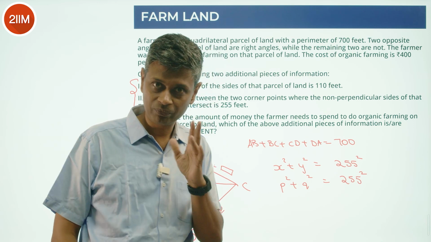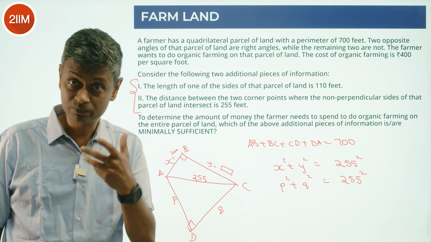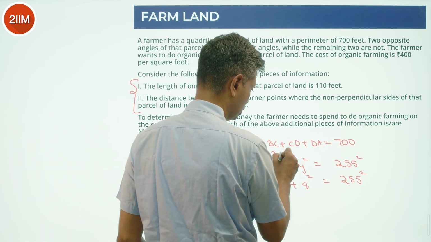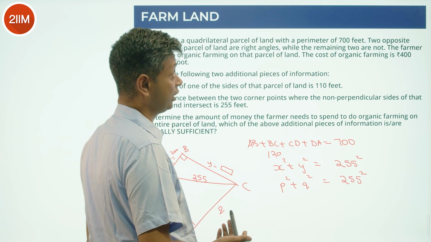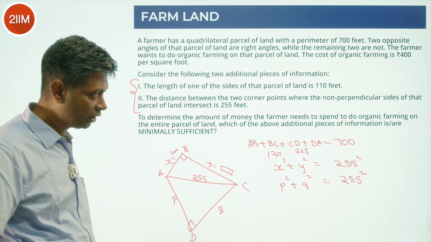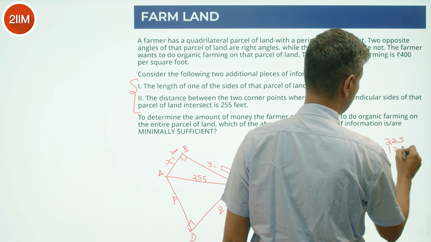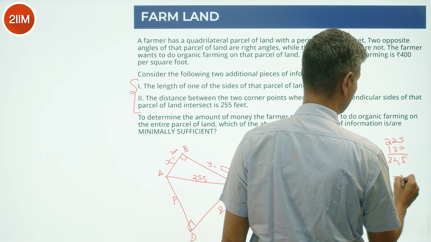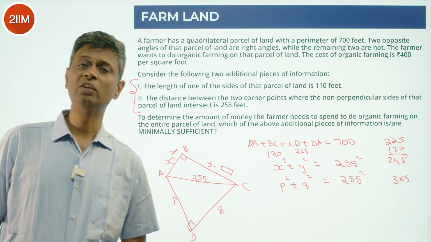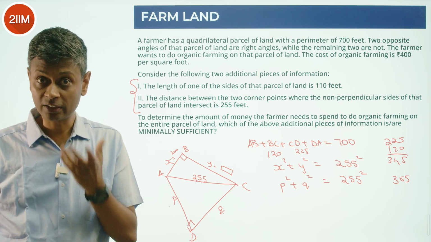51 is 17 into 3. 8, 15, 17 works. So I can imagine 8 into 3, 24 into 5, 120. 120 again 15 into 15, 225, 255 works. 120, 225, 255 works. 120 plus 225 is 345. Remaining is 355. These two add up to 355. Square is 255 square. I'll be able to solve it and get P and Q. It's an 8, 15, 17 triangle. I can imagine that working.